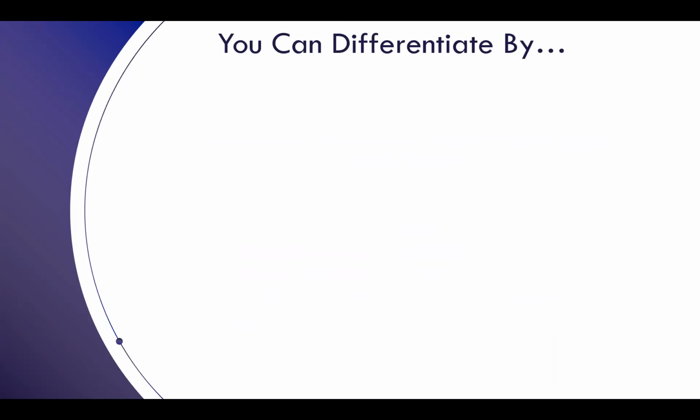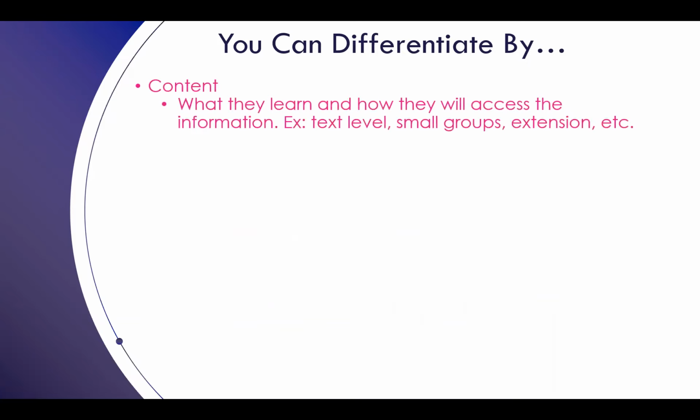There are 4 domains of differentiation outlined by Carol Ann Tomlinson. They are content. So how will they access information and what are they learning? So maybe that's increasing the text level, working in small groups together that are on the same level, providing extensions to what they're reading or to what they're doing.